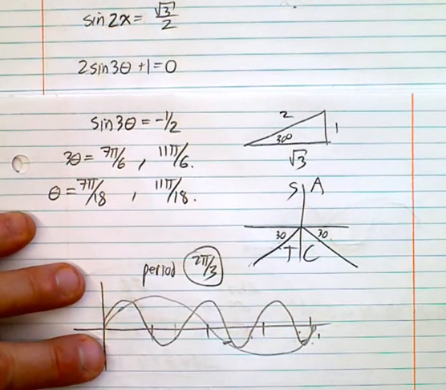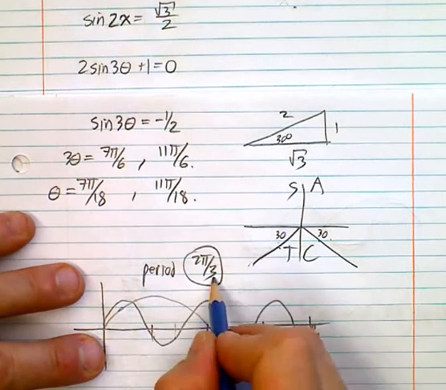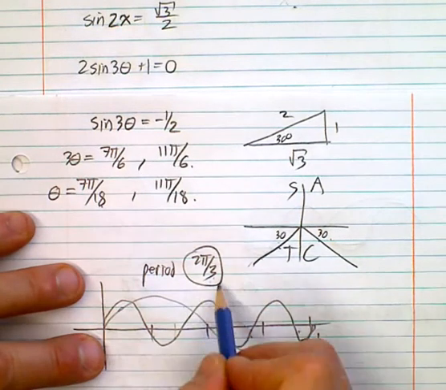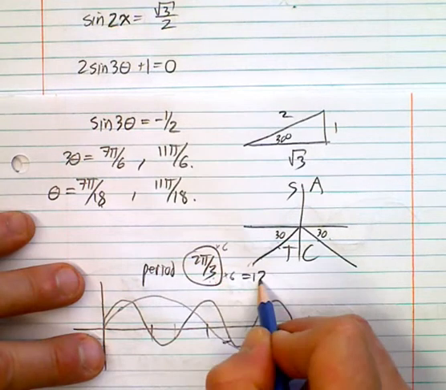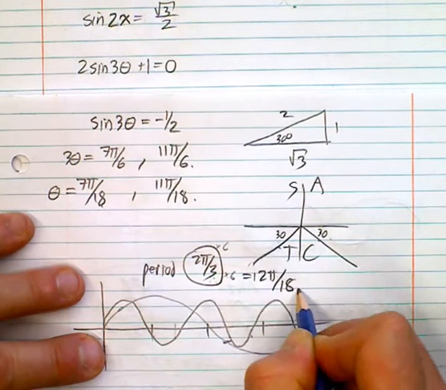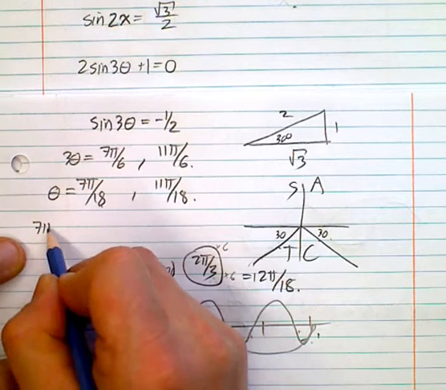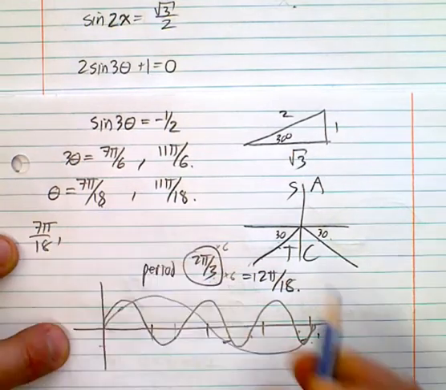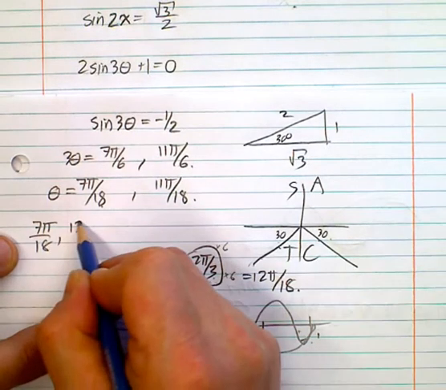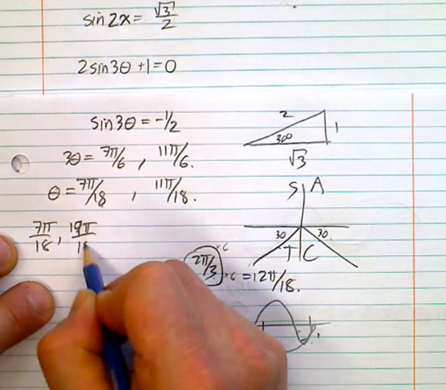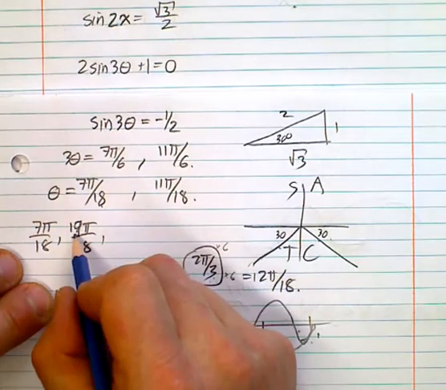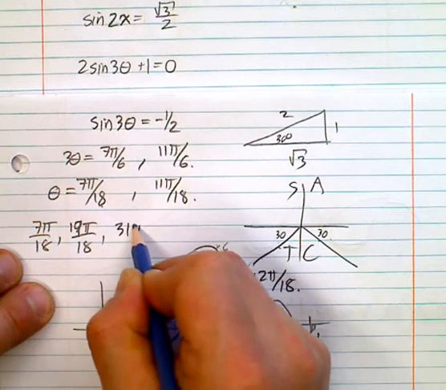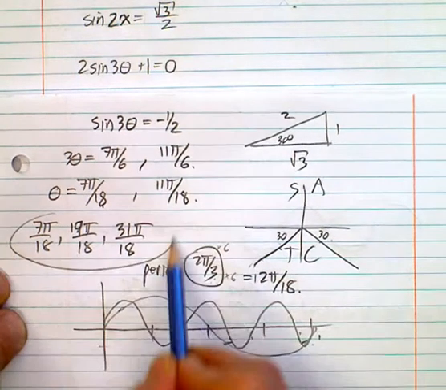So if you wanted an 18th, right, an 18th, so times it by 6, times it by 6. So your period is also 12 pi over 18. So what you do is you go 7 pi over 18. And then you add 12 pi, so it's 19 pi over 18. And then you add another 12 pi, which is 31 pi over 18. And these are the 3 solutions that come from this.